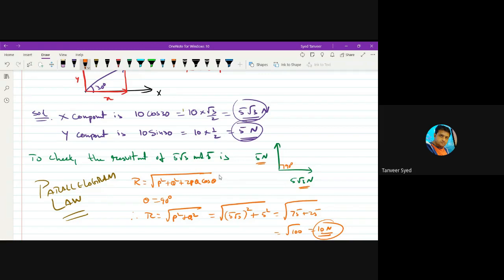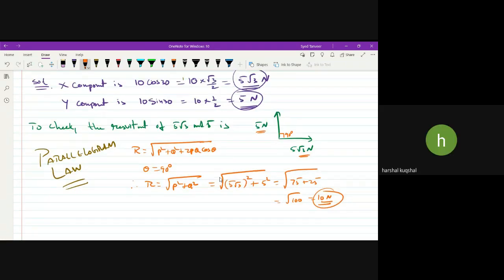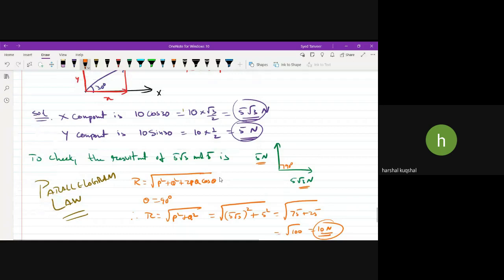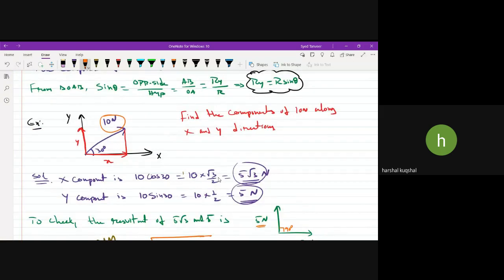Sir, can you once again explain where we have used sine theta and where cos theta? If a vector is given to you, some vector, making some angle theta with the x direction, then its two components will be one along the x direction and the other along the y direction. The component which is in contact with the angle, attached to the angle, will be cos theta. The other will be sine.